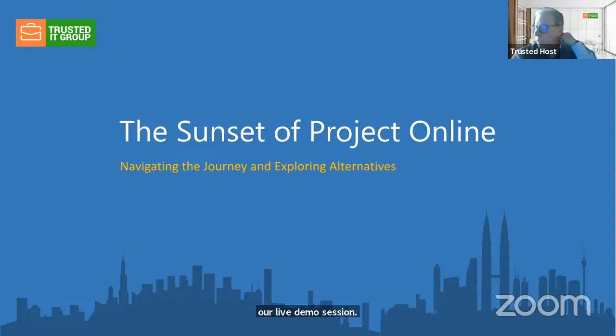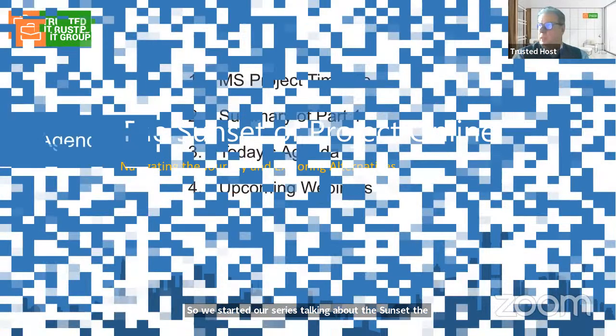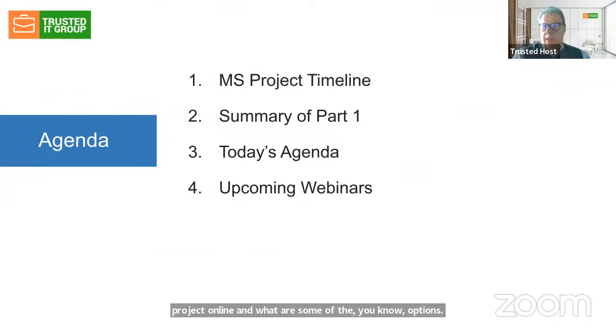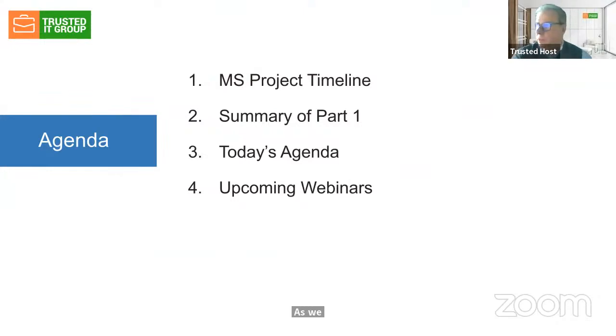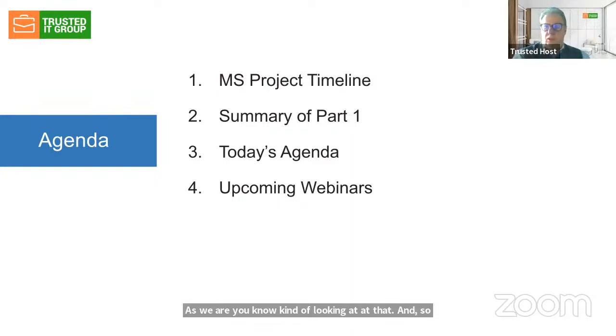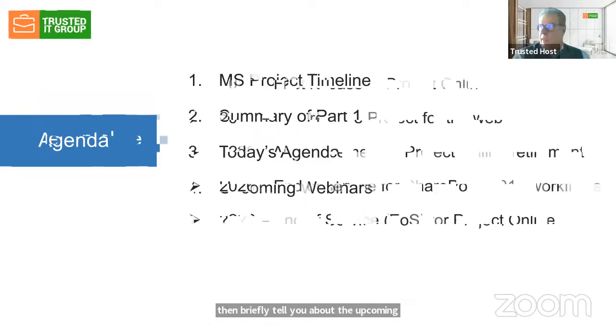So we started our series talking about the concept of Project Online and some of the options as we are looking at that. In today's webinar, I'm going to go through the Microsoft Project timeline, the summary of part one, what we covered in part one of this series, today's agenda, what Alex is going to show you in his live demo, and then briefly tell you about the upcoming webinars and the features that we're going to be discussing there.